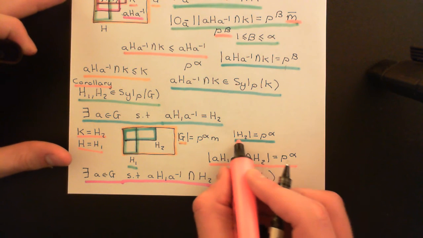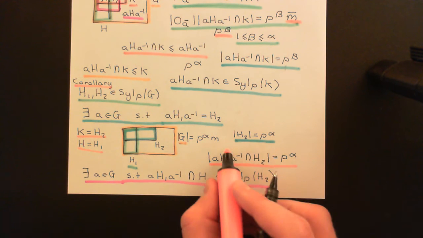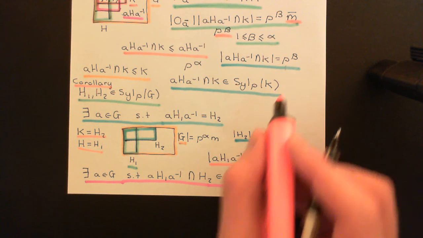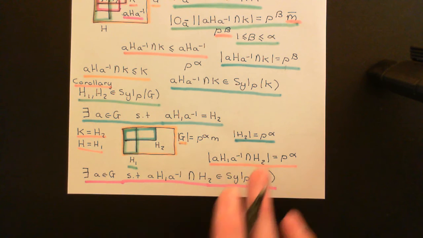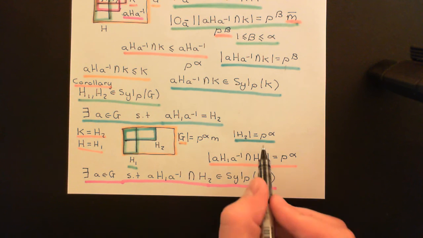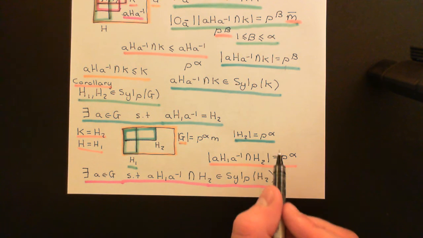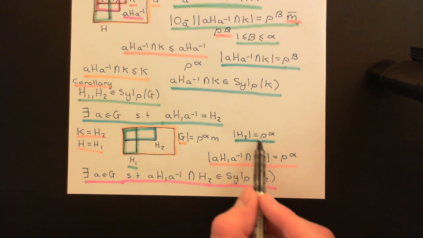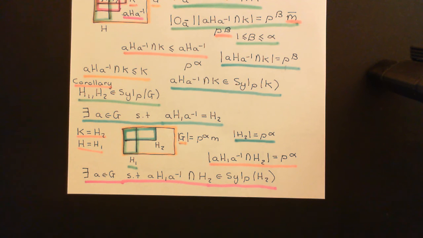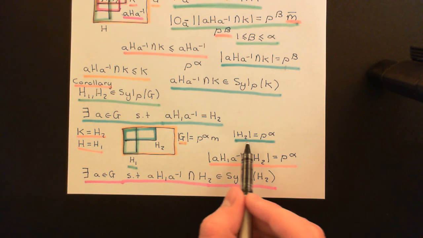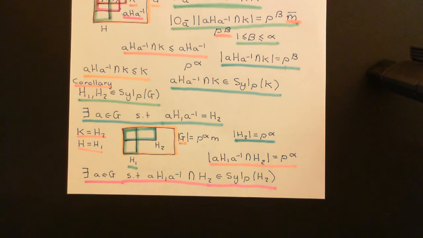So if you have a group which has an order that is just a prime to a power, so you only have one prime appearing in the prime factorization, then the only Sylow P subgroup of that is the entire group itself, because a Sylow P subgroup must have order the power of P to the highest power that it appears in the order of the group. So that means that this thing must be equal to the entire group H2. Okay, so I'll just get another piece of paper and I'll write this down then.